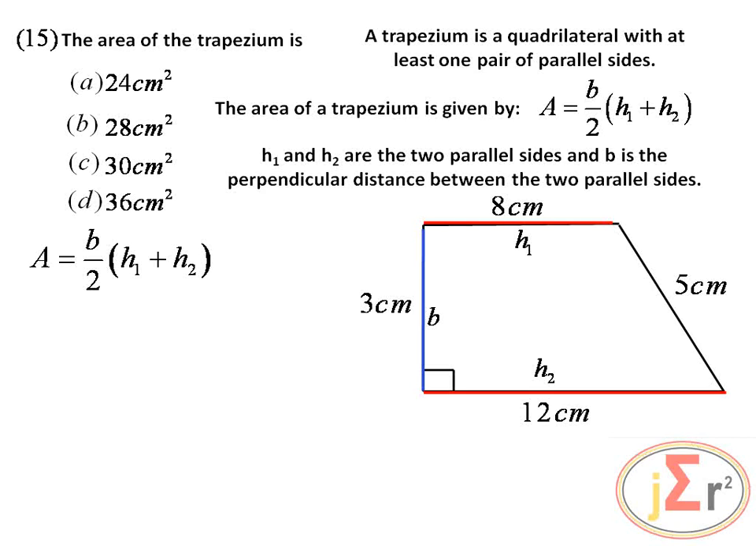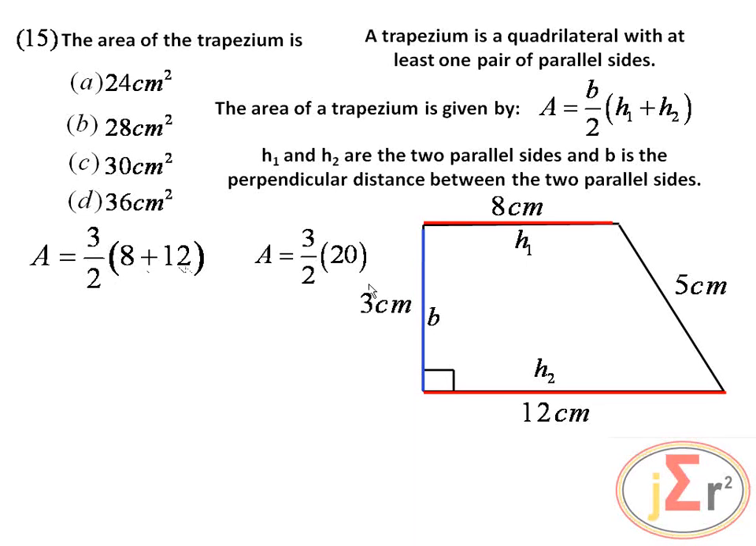So in this formula, h1 and h2 being the two parallel sides, we know inside here we will have 8 and 12 in any order. Addition is commutative. And of course we have b right here, which is the perpendicular distance between the two sides. So we have 3. So inside we have 8 plus 12, or 12 plus 8, and here we will have 3. Right. Now we simplify the arithmetic expression and we arrive at our answer.